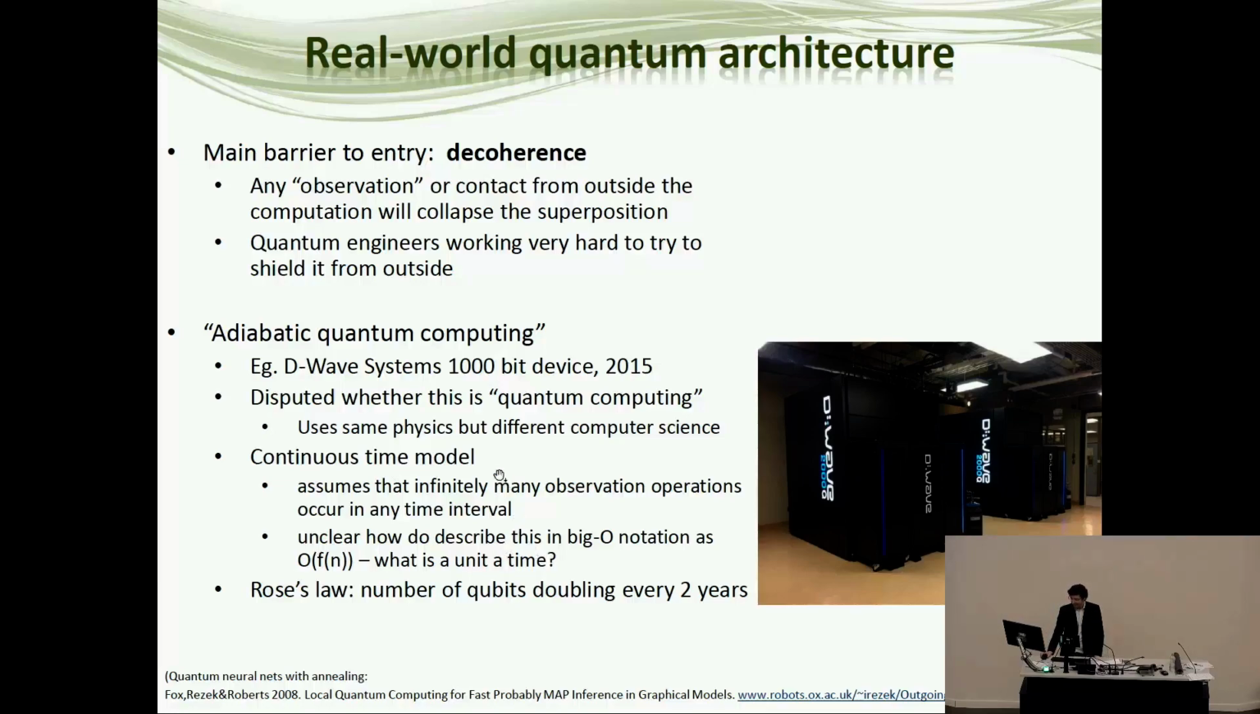Some of these guys have proposed what's now called Rose's law, saying the number of qubits we've implemented is doubling every 2 years. It's a quantum version of Moore's law. So you can see there is some commercial activity happening here, but it is disputed. It is a very active area of research, mostly in university labs, but sometimes going out into industry as well.